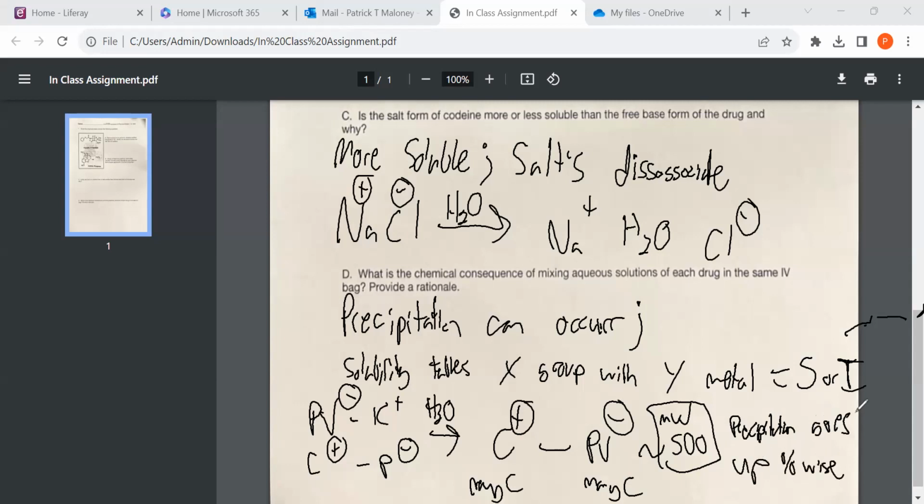Which is why things either have to be put in separate bags or separated by time to make sure there's no interaction. But that is the rationale behind the mixing of these solutions. Will it definitely occur? No. But statistically speaking, the chance of these things interacting, connecting, and then leaving the solution because they get so heavy that the water can no longer keep them dissolved is a possibility that they've run into in hospitals. Does that make sense?